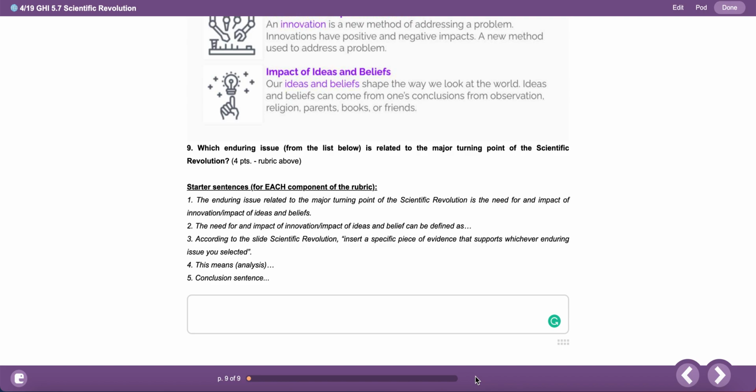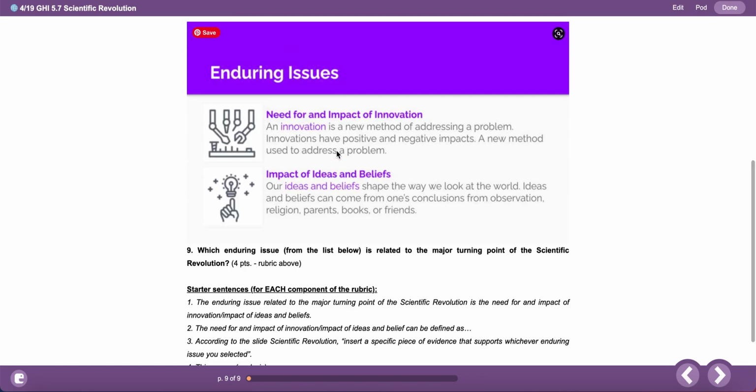Question 9, which says, which enduring issue from the list above is related to the major turning point of the scientific revolution? So you have been offered two enduring issues: need for and impact of innovation, and impact of ideas and beliefs. You have to pick one of these and connect it back to this major turning point of the scientific revolution, which we have been learning about today.